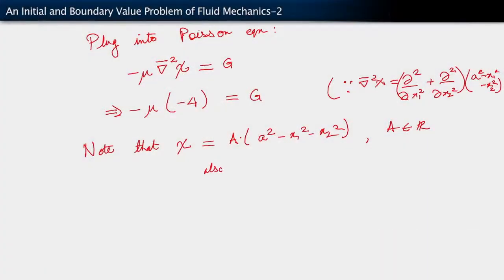Okay, and then if we plug it back into our differential equation, a will stay in the game, and you'll see why I needed to have a in the game as well. So let me just state this. Note that chi equals this form also satisfies the boundary condition. And now when we make the substitution for this form of chi in our Poisson equation at the top of this slide, what we get is minus mu times a times minus 4 equals g.